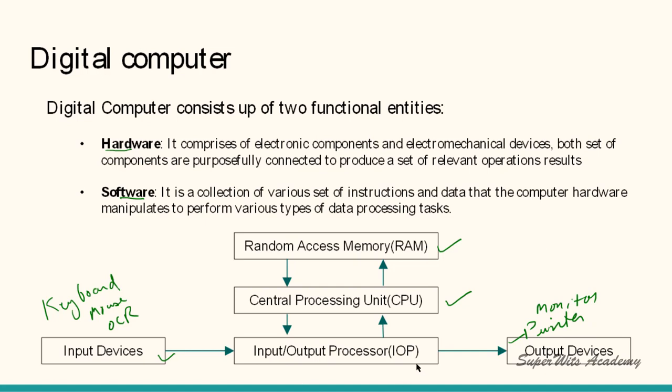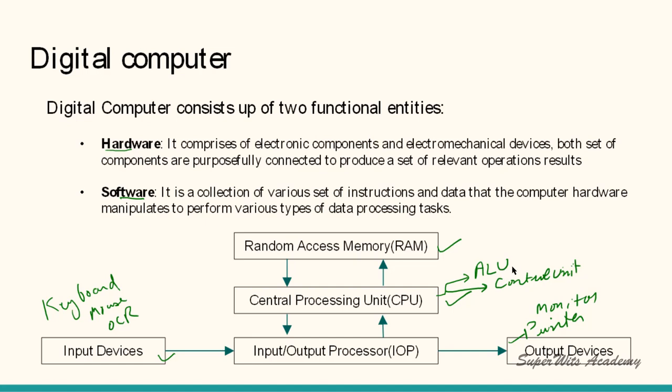The input and output processor is responsible for taking the input from the input device and sending it to the central processing unit for further processing of the task. Once it is done, it is moved towards the output device for display purposes. So this is what exactly we have. And again, I'm reminding you that this central processing unit is consisting of two things. One is the ALU and the second one is the control unit. The basic job of the control unit is to send the control signals to all the different devices which are connected within the central processing unit range, right?